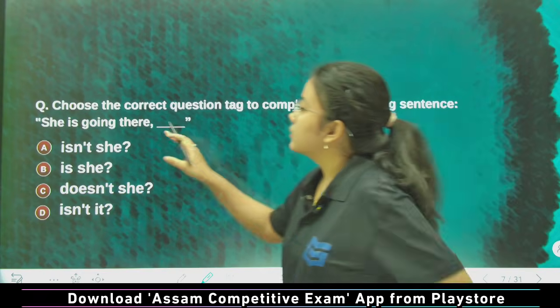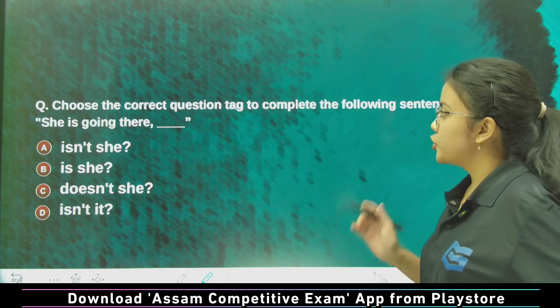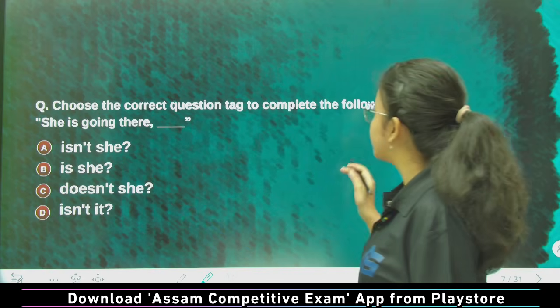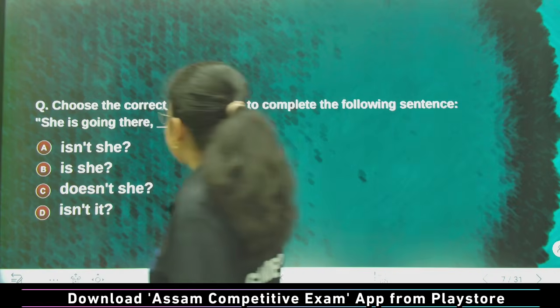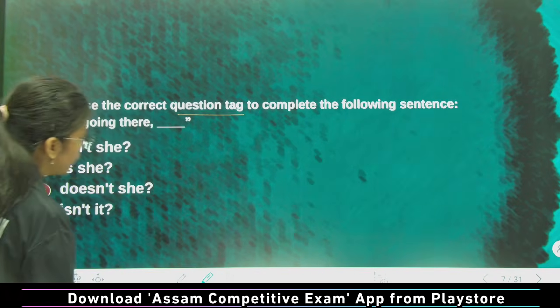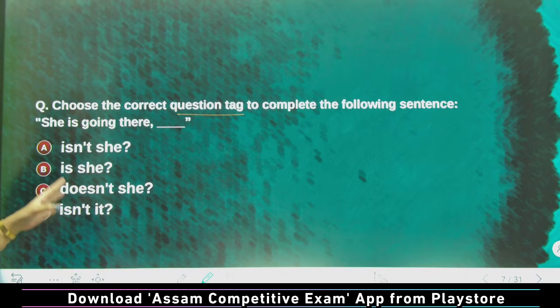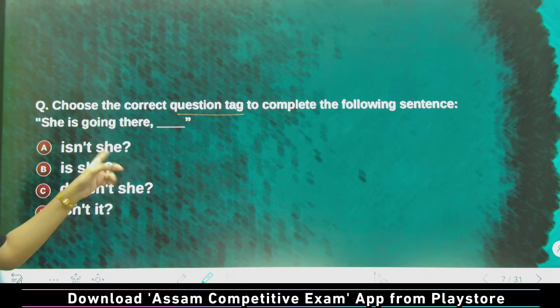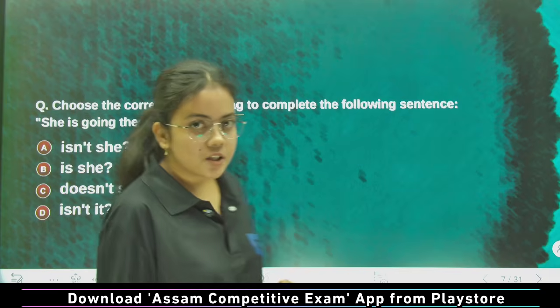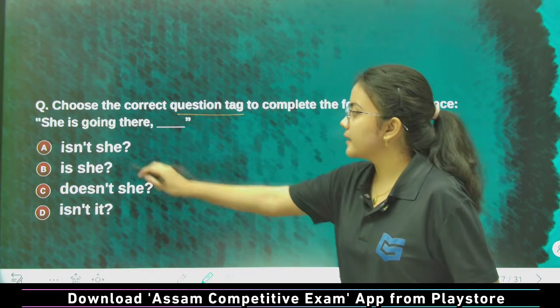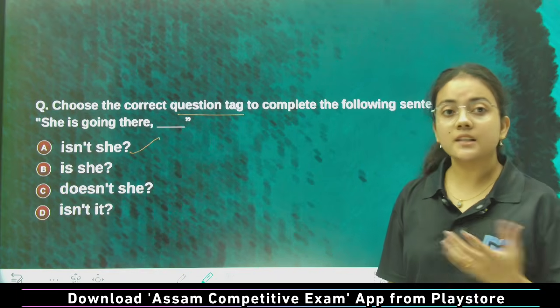Now, next question: choose the correct question tag to complete the following sentence. Okay, so for question tags, we need to put the question tag. She is going there, dash. Options are: isn't she, is she, doesn't she, isn't it. So the correct answer of this question will be "isn't she". Now why is that so?